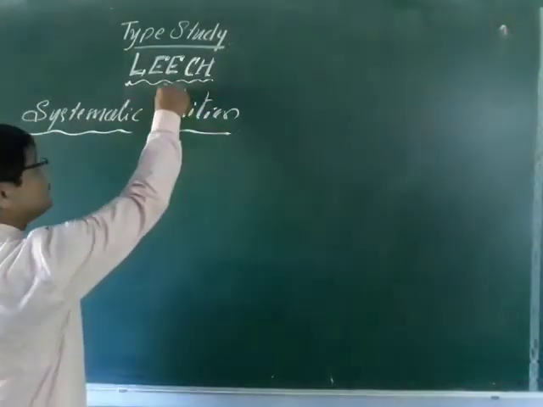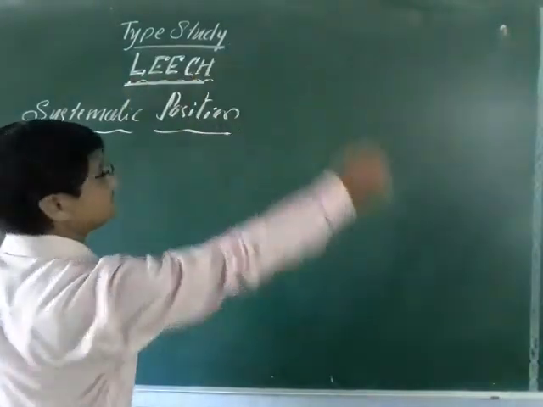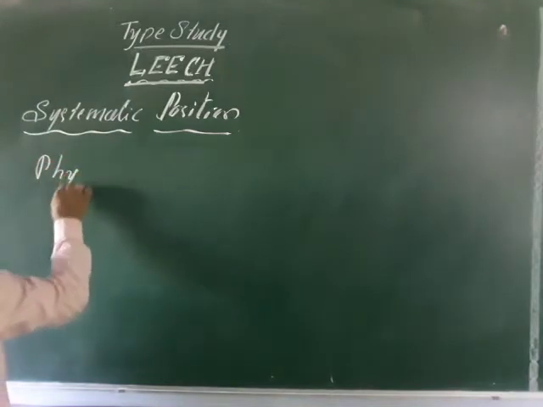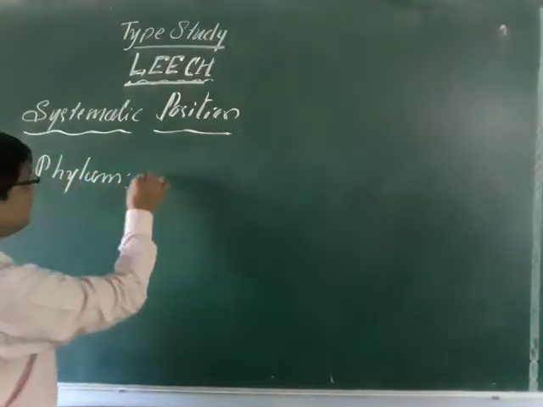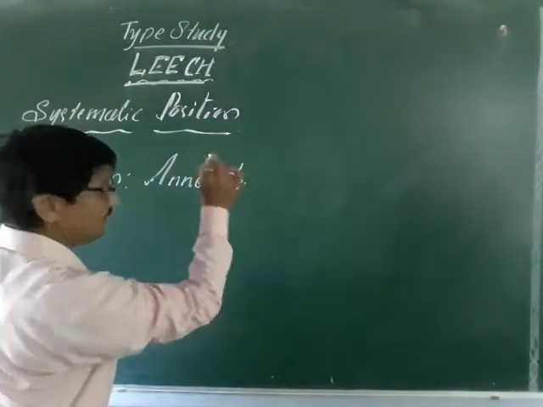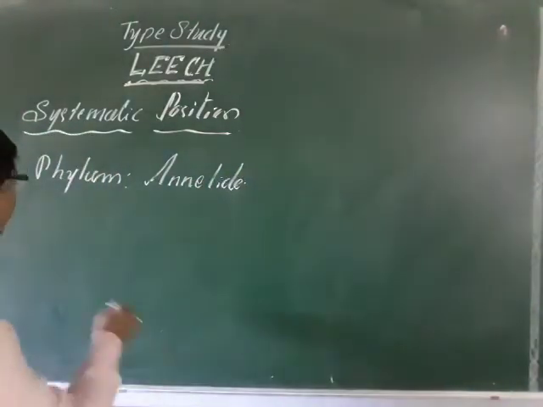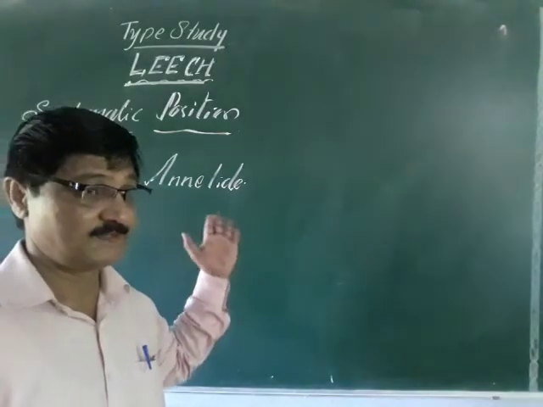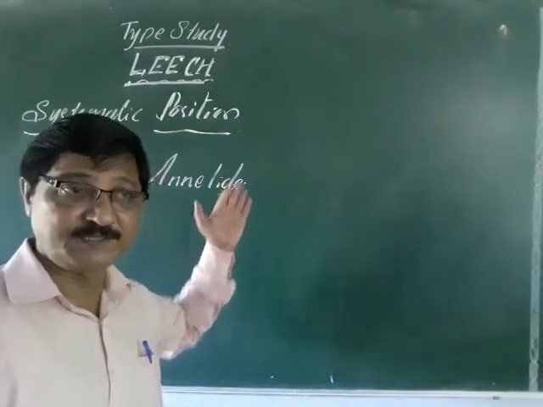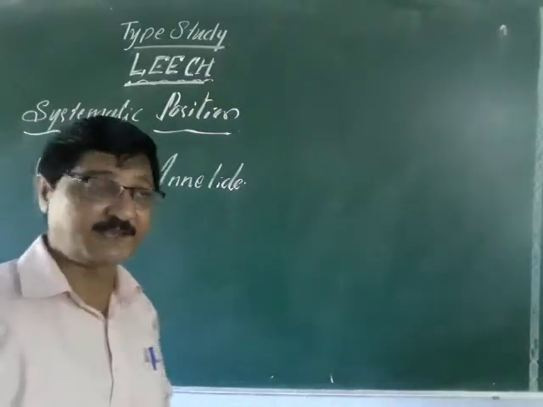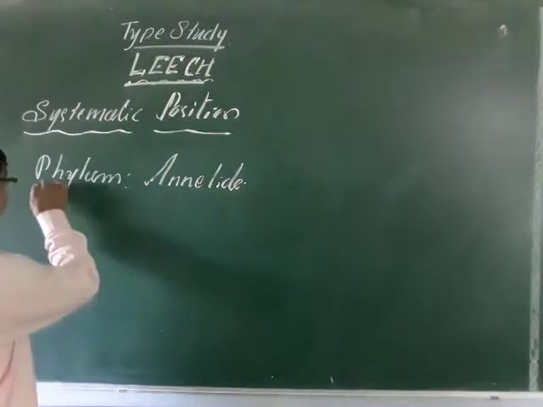So the systematic position of this leech: it belongs to the phylum, and which is the phylum here? Phylum Annelida. Phylum Annelida. After phylum, it comes under the invertebrates. There are nine phyla, as you know, and Annelida is one of the phyla, and this is the phylum Annelida.